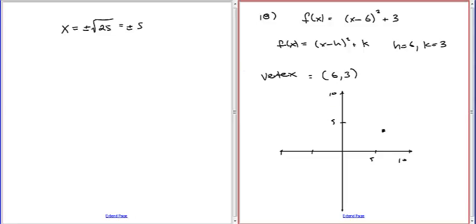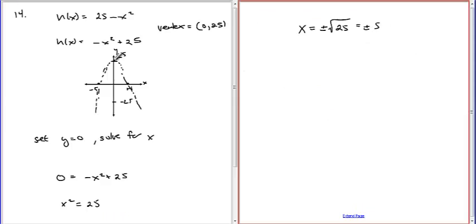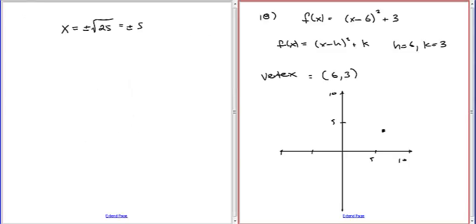Now the y-intercept, let's go back to the previous problem. The y-intercept was just y equals 25. Here it's offset. And because there's a positive sign out in front here, which means it's going to be pointing upward, there are not going to be any x-intercepts because we start above the x-axis and we go up.